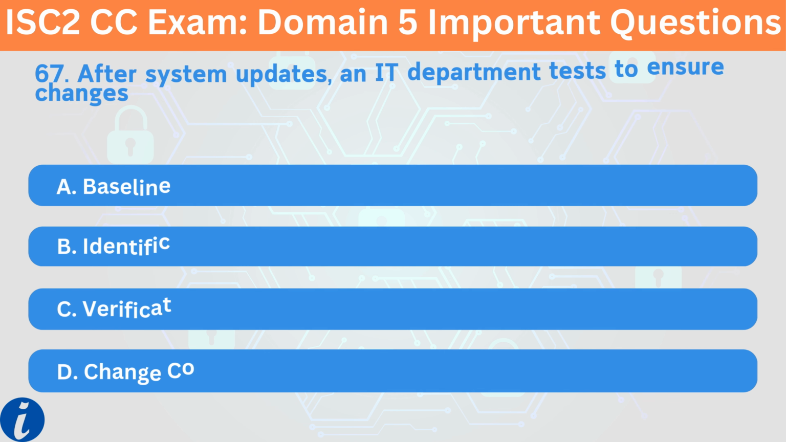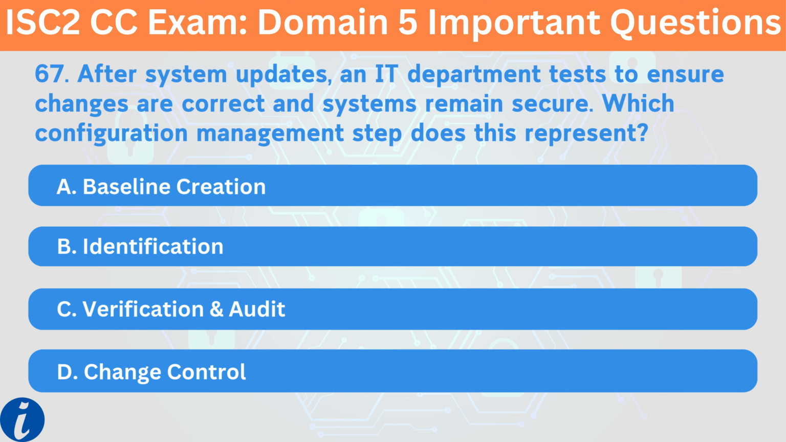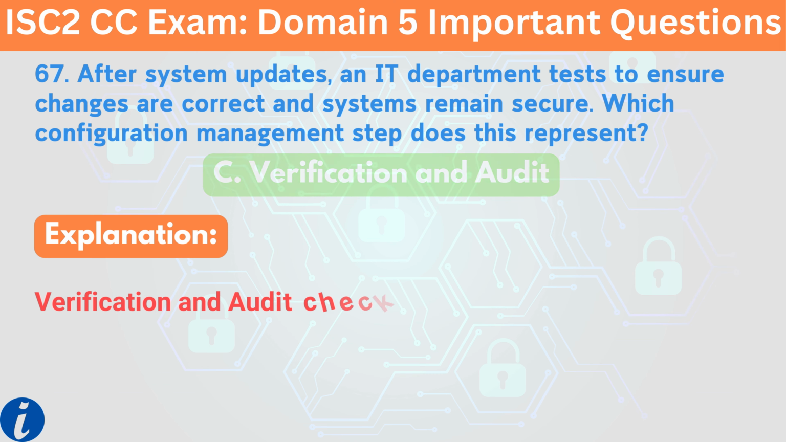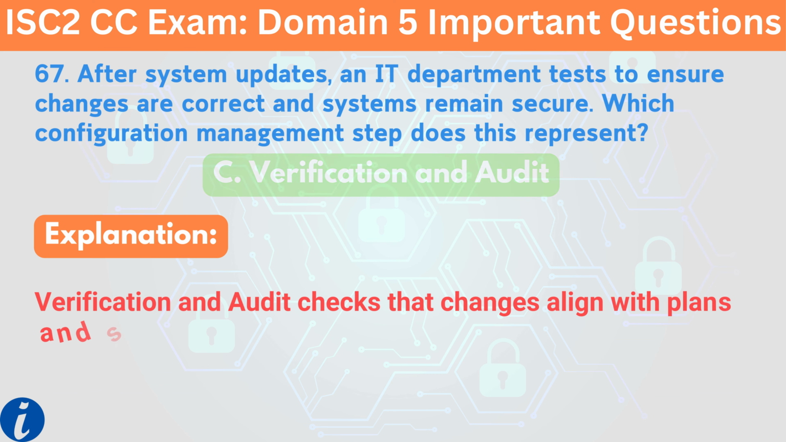67. After system updates, an IT department tests to ensure changes are correct and systems remain secure. Which configuration management step does this represent? A. Baseline creation. B. Identification. C. Verification and audit. D. Change control. The correct answer is C. Verification and audit. Explanation. Verification and audit checks that changes align with plans and security standards.